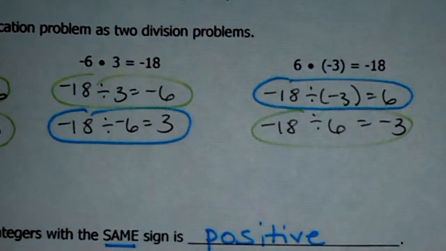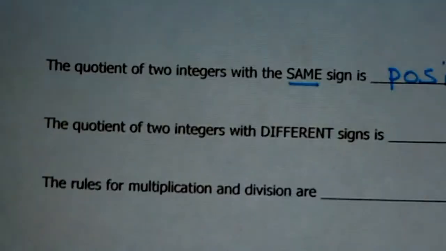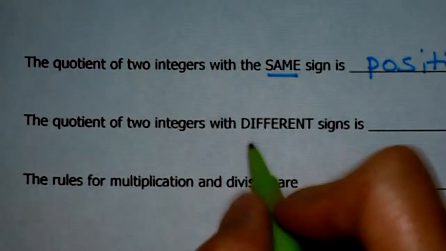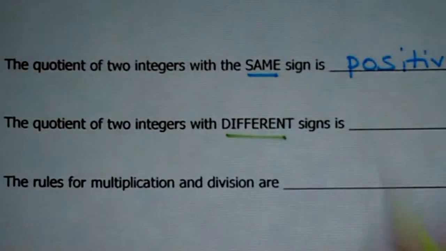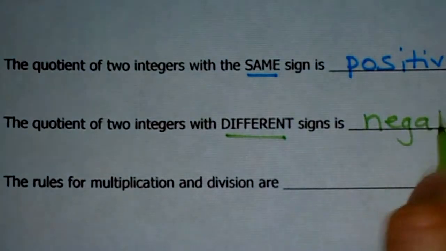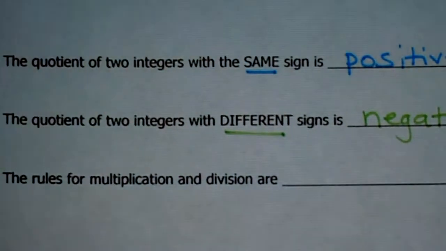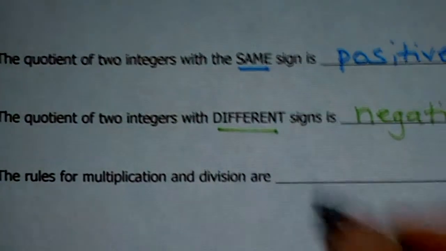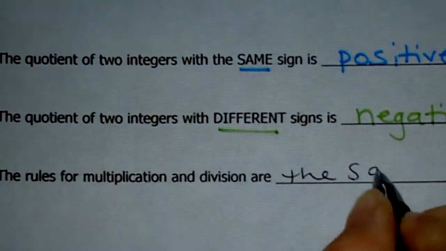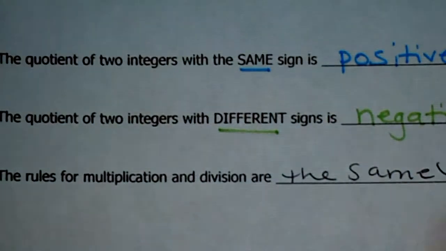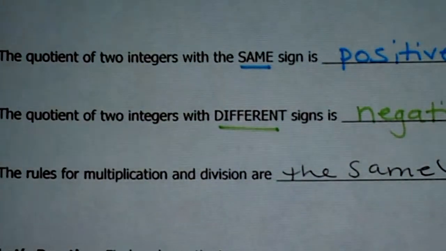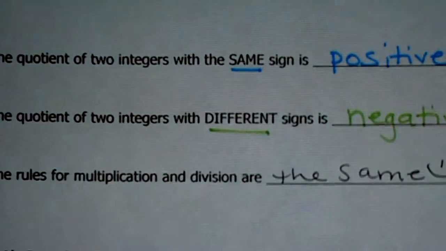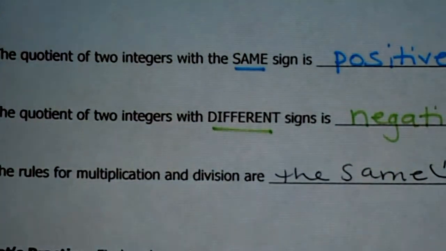So again, these rules are the exact same as multiplication. The quotient of two integers with different signs is negative. So same sign positive, different signs negative, dividing exactly the same. So this means that the rules for multiplication and division are the same. And I would put a little smiley face because that means I only have one operation to memorize and the other one is exactly the same as that. So this is great news, right?